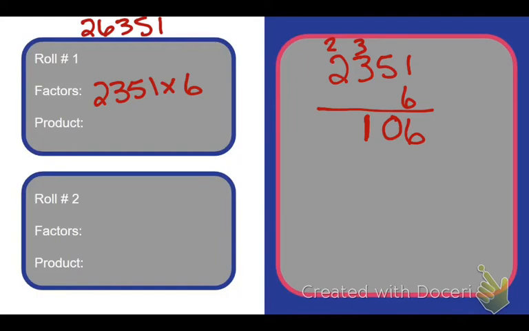Everybody with me so far? Yes, ma'am. All right. Now, I'm doing 6 times 2. 12. Are we done with that one? No. What do we got to do? Add the 2. So what do we get? 14. So we're going to write 14 because there's nowhere to carry the 1.